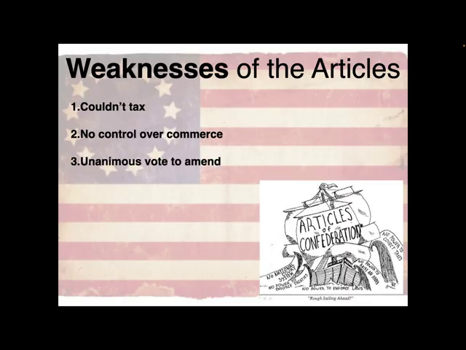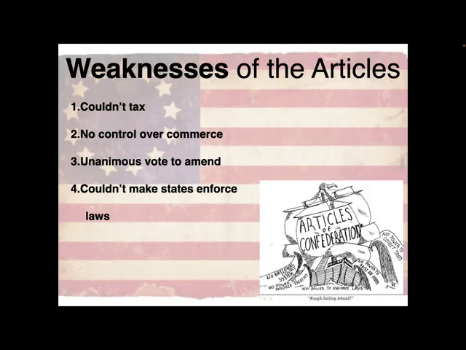Third one, it was almost impossible to amend the Articles. So let's just say that they said, well, this is a problem. We need to actually fix the Articles, amend them. There's only one way to do it, and that is to get all 13 states to agree. Unanimous vote of all 13 states to agree to amend the Articles. That's extremely hard. So the process by which to amend the Articles, to fix them, to add something to them, was very, very difficult. And that's a weakness.